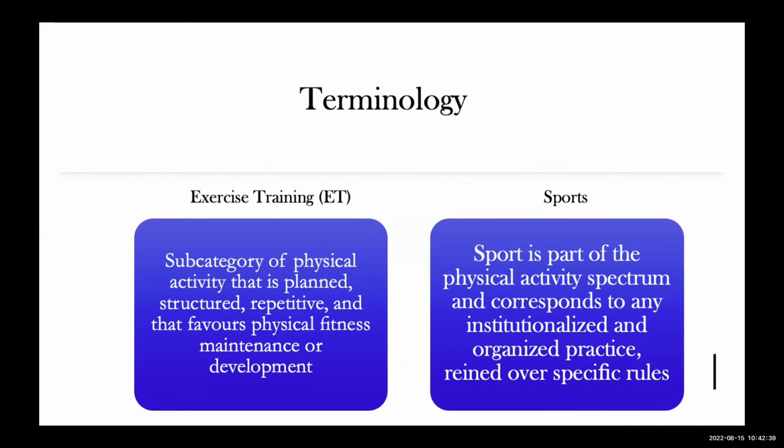The other two terminologies that I'm going to bring up are exercise training and sports. Being physically active is different from doing exercise training and carrying out a sport. Exercise training means a subcategory of physical activity that is planned, structured, repetitive, and favors physical fitness maintenance or development. Sports is a part of physical activity which corresponds to institutionalized, organized practice arranged over a specific period of time. Exercise training is what we do in our gym, where a physical instructor asks us to do repetitive structured exercise, either isotonic or isometric in nature. So exercise training, sports, and being physically active are three different components.